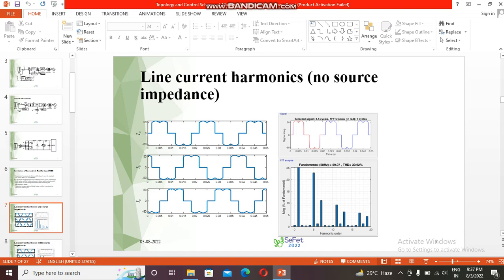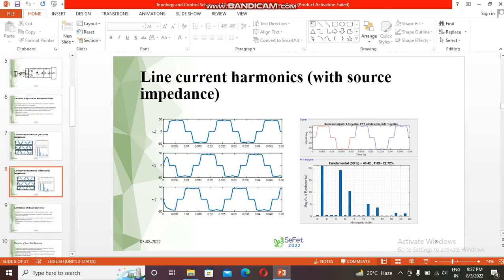So as you can see, this is a line commutated diode bridge rectifier without any source impedance. The line current is non-sinusoidal in nature, so we are getting a THD, total harmonic distortion, of more than 30%, which is on the very high side.